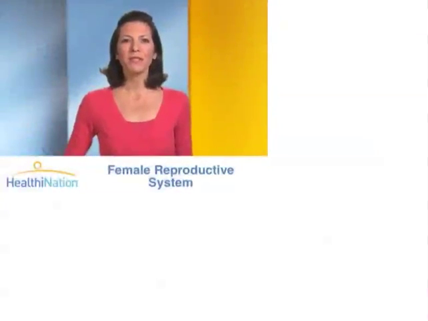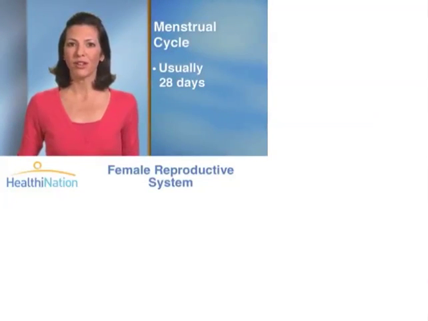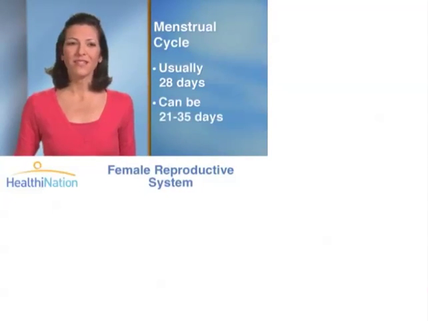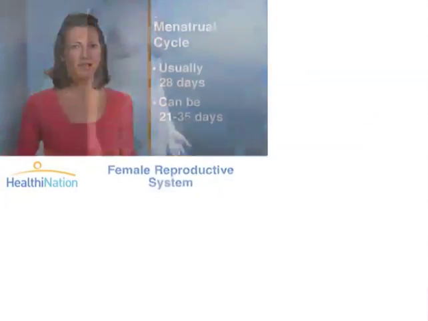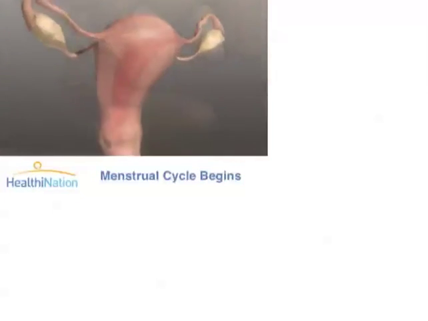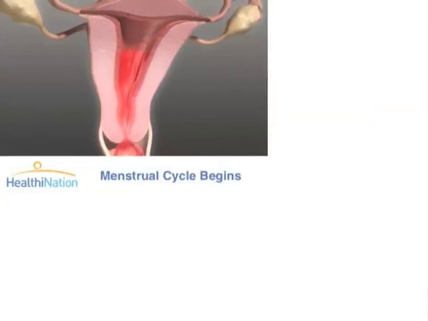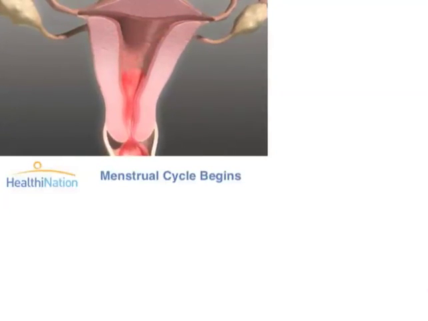Each month, a woman's body goes through a cycle to prepare itself for a potential pregnancy. This cycle is called menstruation, and it lasts on average 28 days, but it can vary, lasting from 21 to 35 days. The menstrual cycle actually begins when the uterus sheds its lining through the vagina, resulting in what is commonly called your period. So the day bleeding begins is day 1 of your cycle.